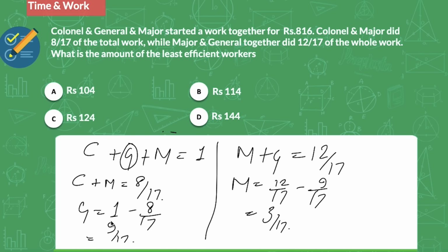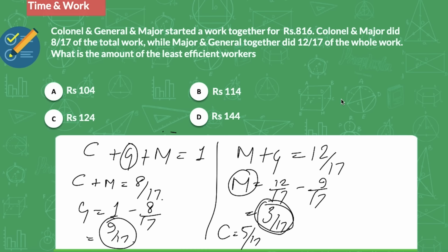Yes. So G's work is 9 by 17, M's work is 3 by 17, and so I know that C's work would be 5 by 17 from here if I calculate. Yes. So who did the least amount of work? Major did the least amount of work, which is 3 by 17th of the total work, right?